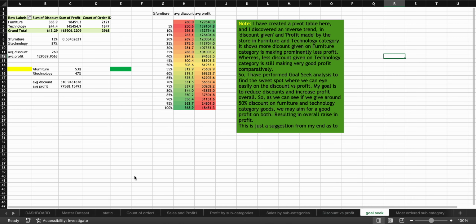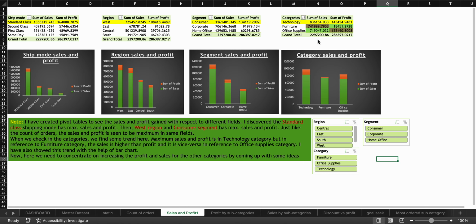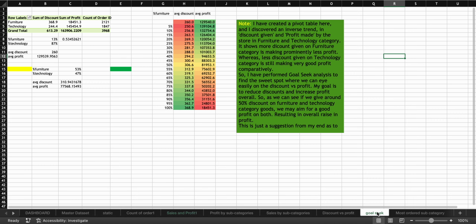I've provided a small what-if analysis, that's goal seek, where you remember we have seen a small trend here, a difference in the sum of sales and sum of profit. The sum of sales is more in furniture, while the sum of profit is less in furniture, and vice versa in office supplies. So I thought of performing a what-if analysis with respect to those two categories, furniture and technology. So sum of discount and profit, you can see this difference here.